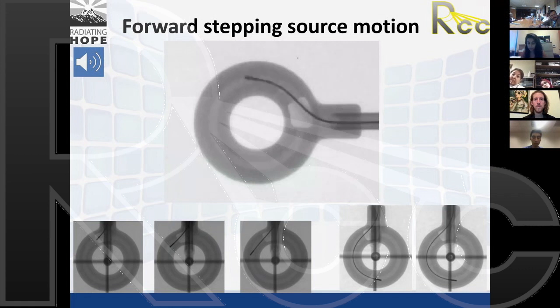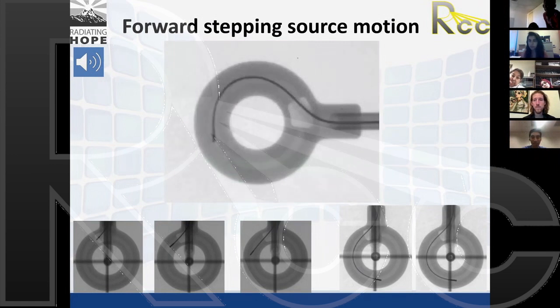At that point, you'll see the cable will kick out onto the outer edge of the lumen, and for several dwell positions, the source won't physically be moving. You'll then see the source continue its motion around to its most distal dwell.